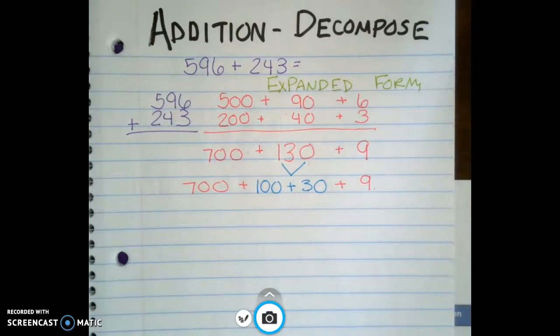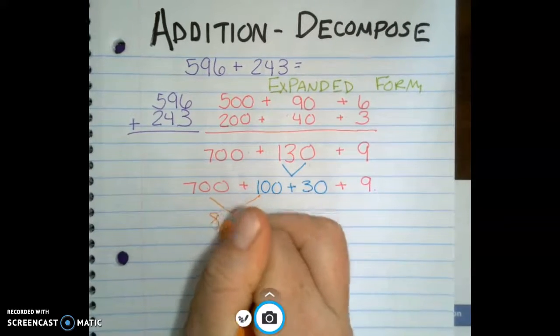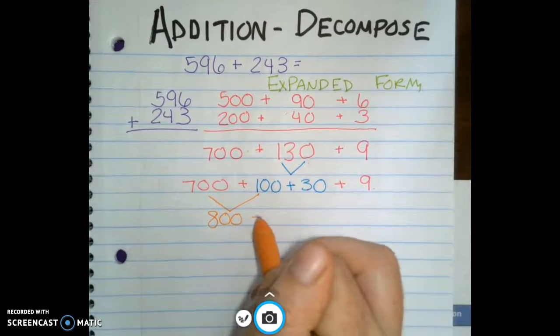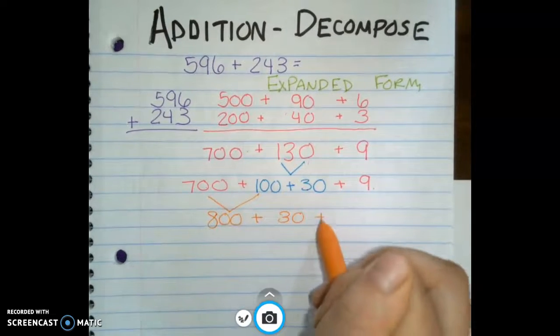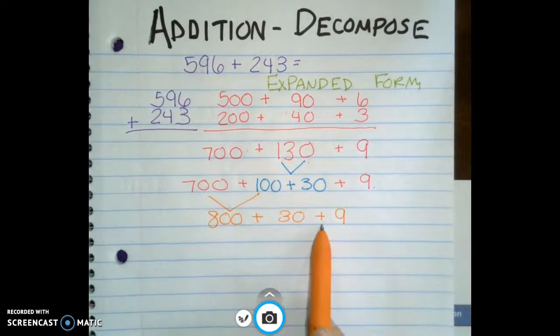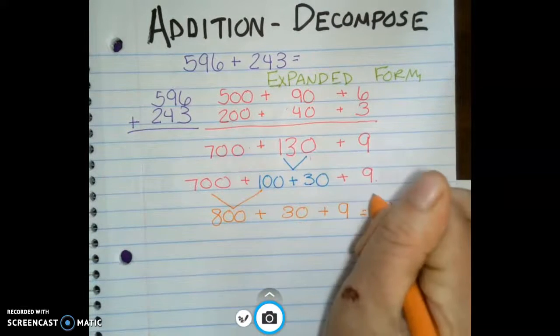Okay, so let's do that. 700 plus 100, that's 800. And then I have my tens, plus 30 plus 9. Now I can smush them back together: 800 plus 30 plus 9. That equals 839. And that's my answer.